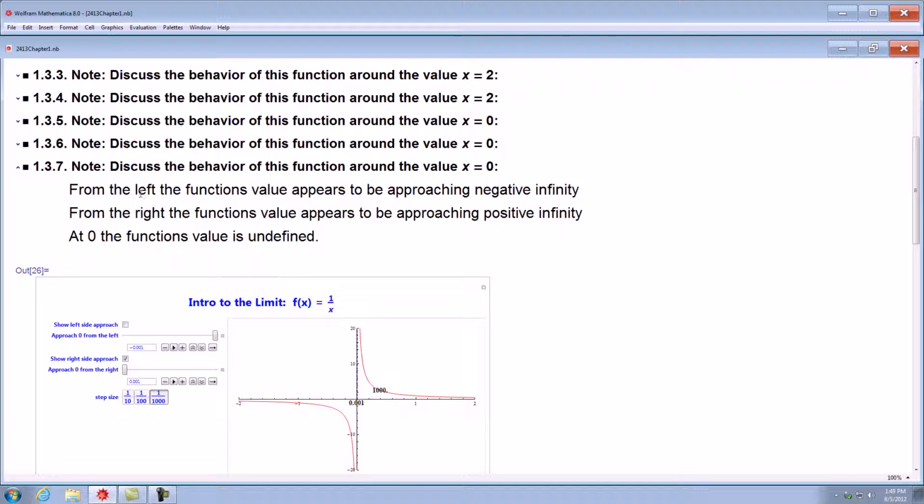So what we say is that as we approach from the left, the function appears to be going to negative infinity, and as we approach from the right, positive infinity. And of course at 0 again, we said it's undefined.